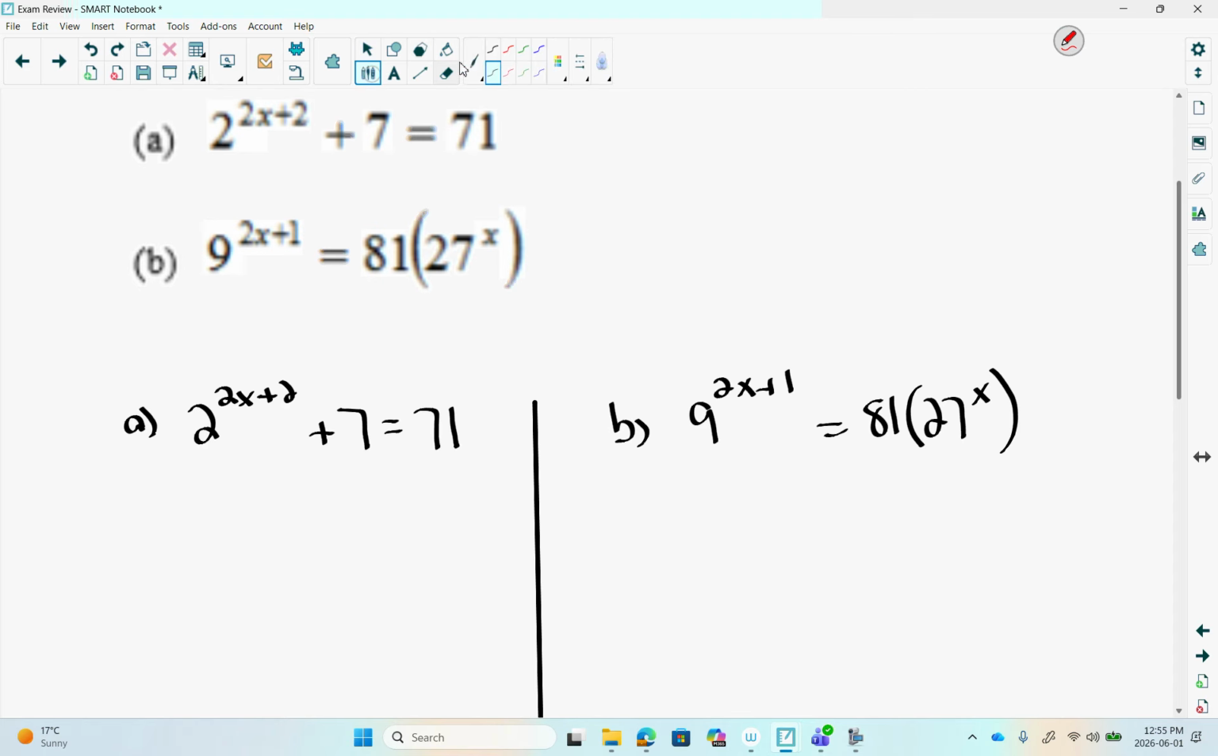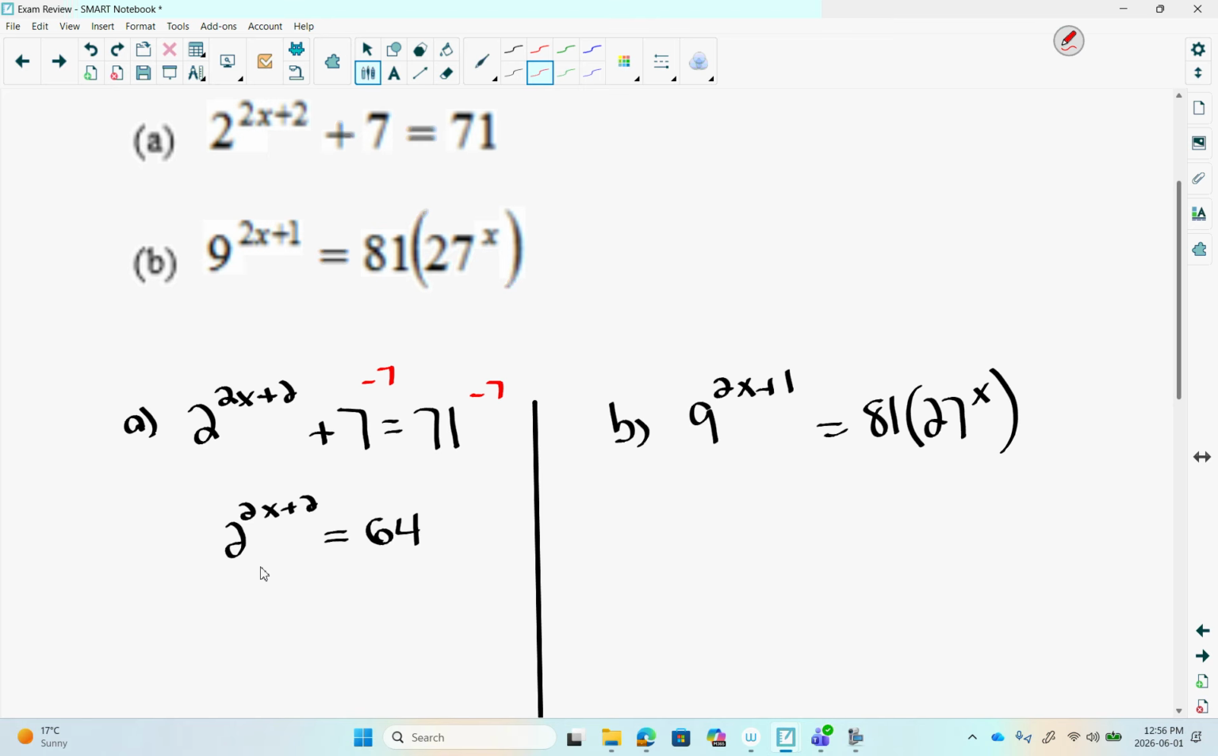Before I get a common base with this one, what could I do with this plus 7? I could subtract 7 from both sides. It would leave 2 raised to the power of 2x plus 2 equals, what's 71 minus 7? 64. And then from there, I want to get a common base.